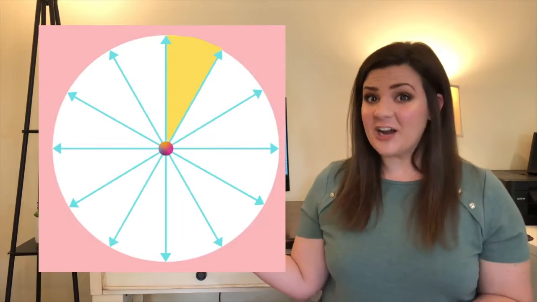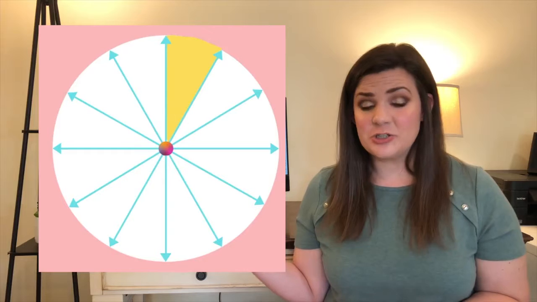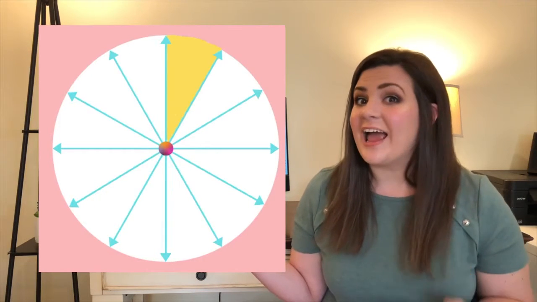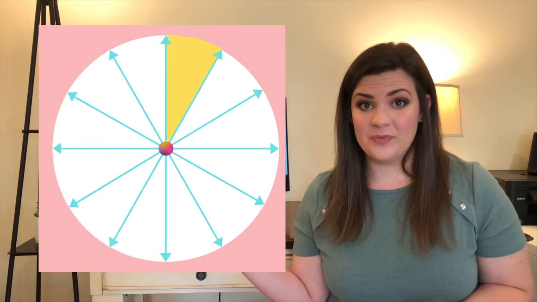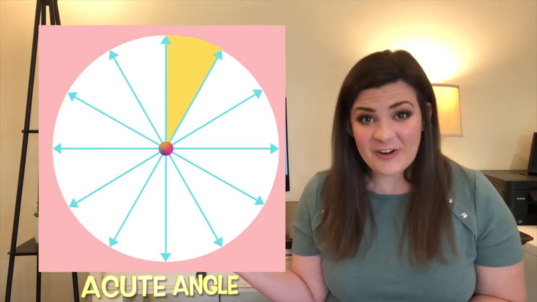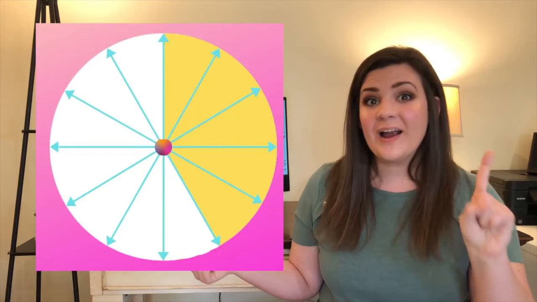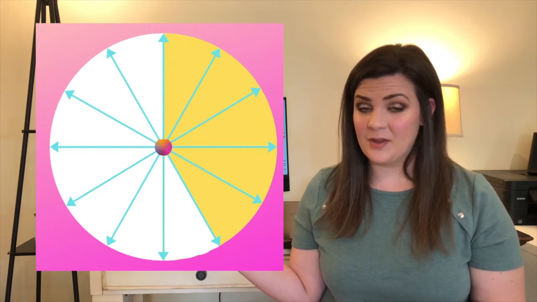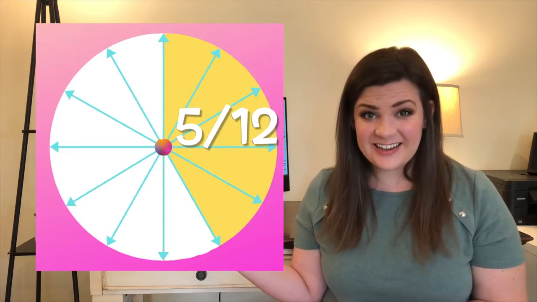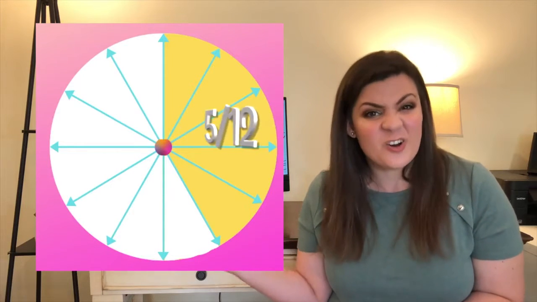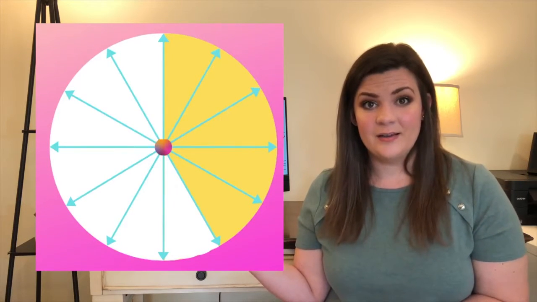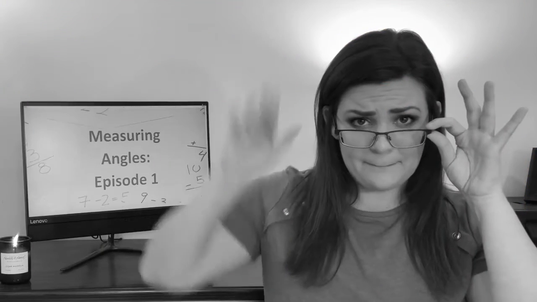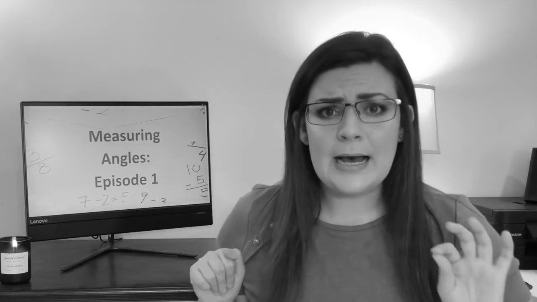Fantastic. What fraction of this circle is shaded? Did you say 1/12? Awesome. What kind of angle does this form? Did you say an acute angle? Fantastic. What fraction of this circle is shaded here? Did you say 5/12? Awesome. What kind of angle does it make? Did you say obtuse? Awesome.